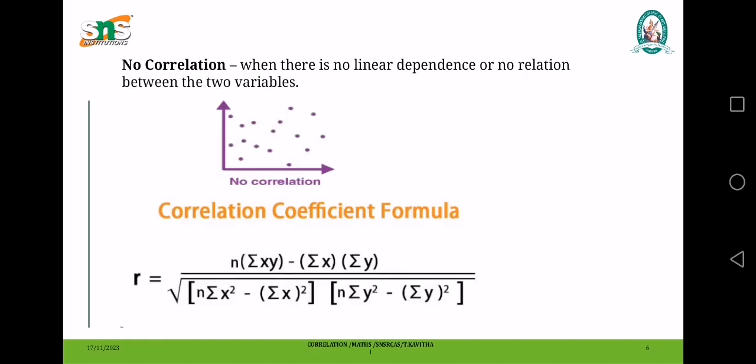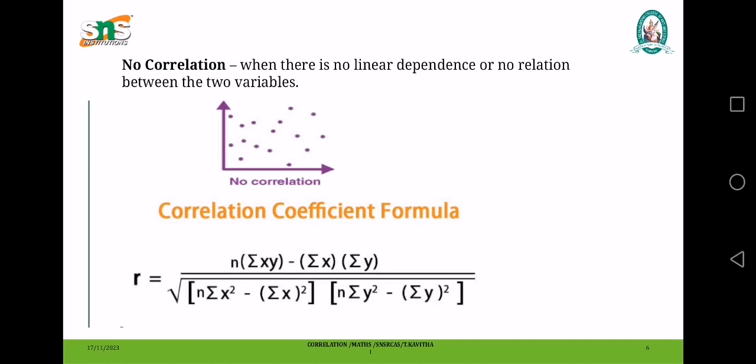Next one, no correlation. When there is no linear dependence or no relation between the two variables, it is called no correlation. And the correlation coefficient formula.